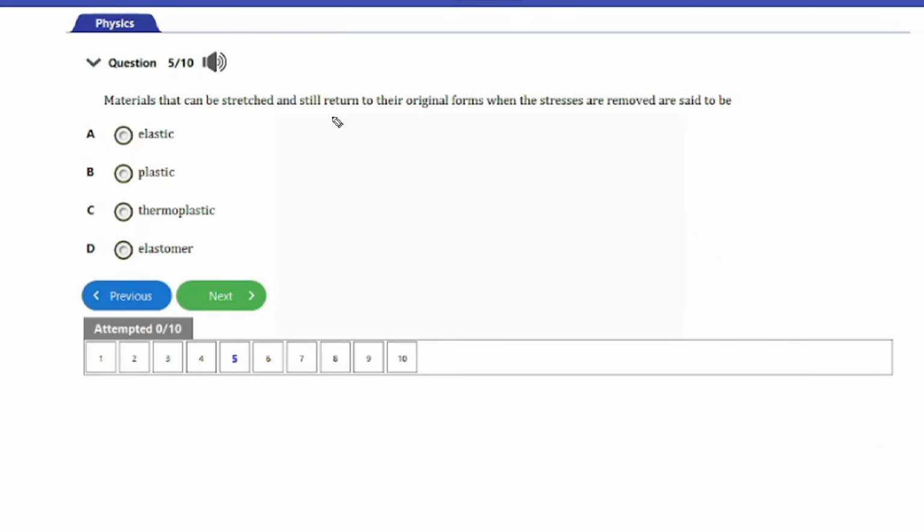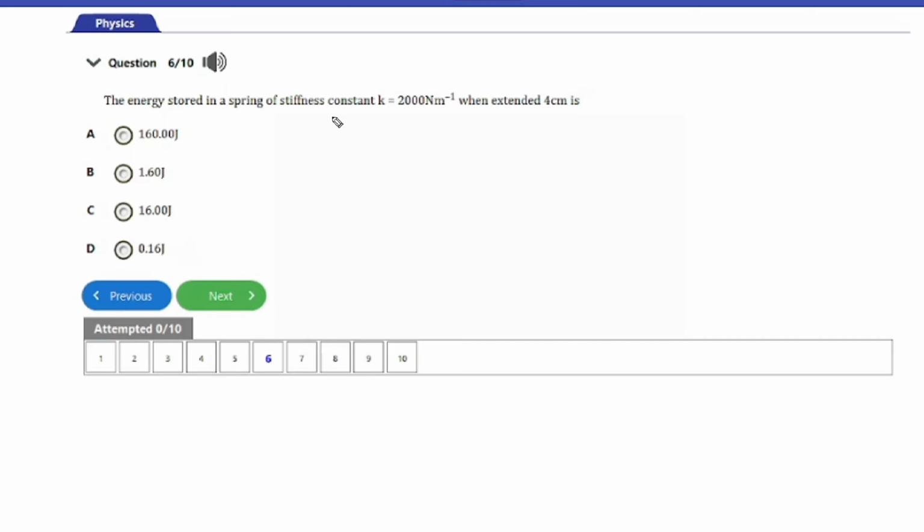So guys, the next question we have here is question number 5. It says, materials that can be stretched and still return to their original form when the stress is removed are said to be. Of course, obviously the answer to this question is option A, guys. So that's elastic. Let's go ahead and consider the next question, guys.